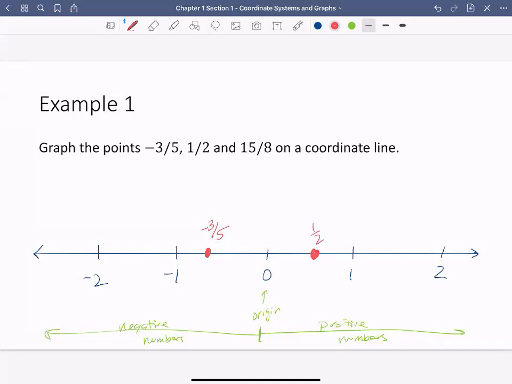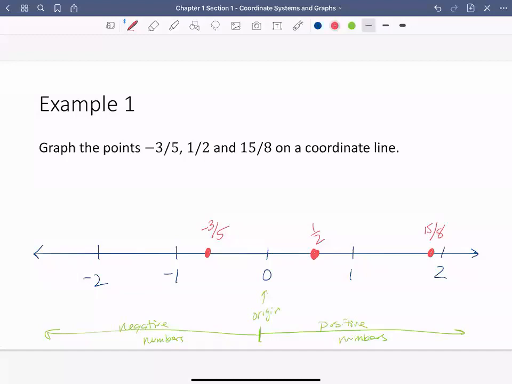And then I have 15/8, and 15/8 is really 1 and 7/8, so it's really close to 2. So we're going to put it closer to 2 here. We're going to say this is 15/8. How I know it's 1 and 7/8 is because 8 goes into 15 once, and then what's left is 7, so it's 1 and 7/8.